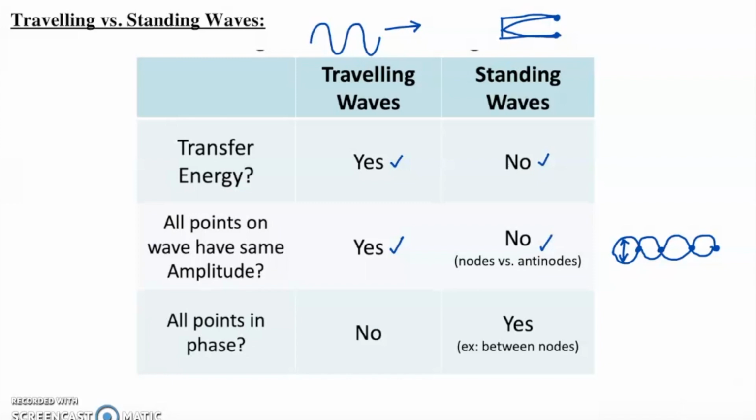In traveling waves, all of those points are definitely not in phase. But in standing waves, the points must be in phase. That's the way of creating those nodes and antinodes.